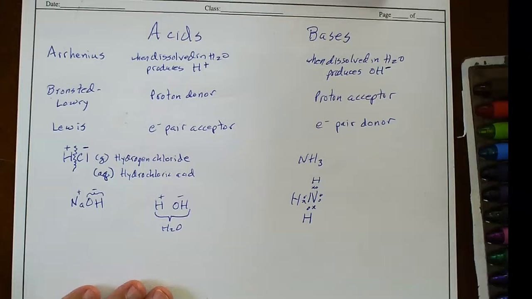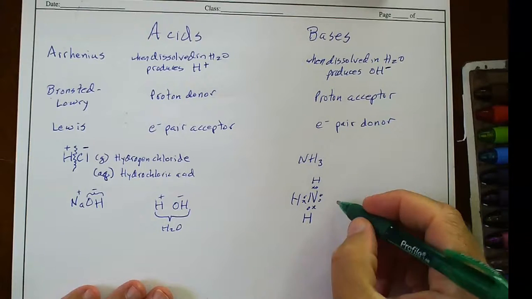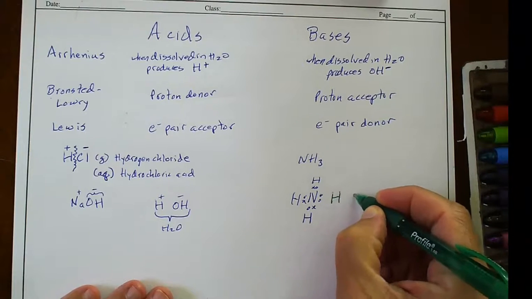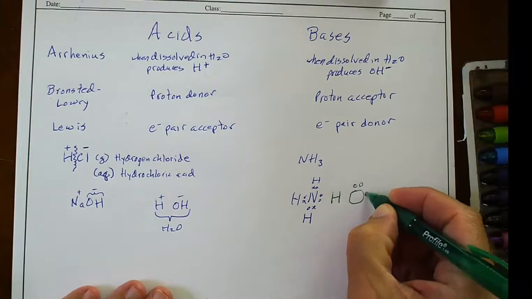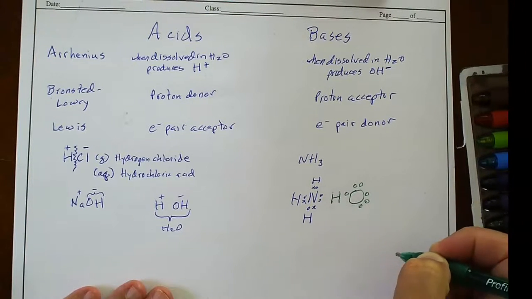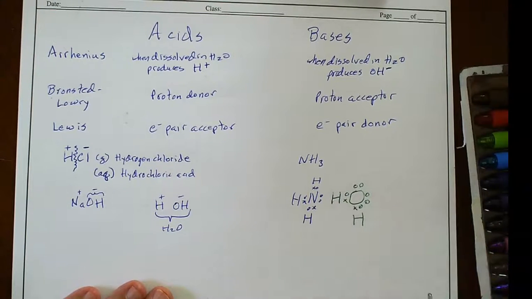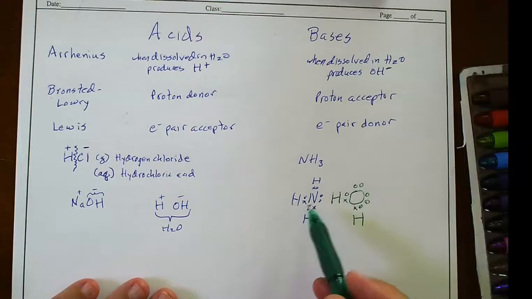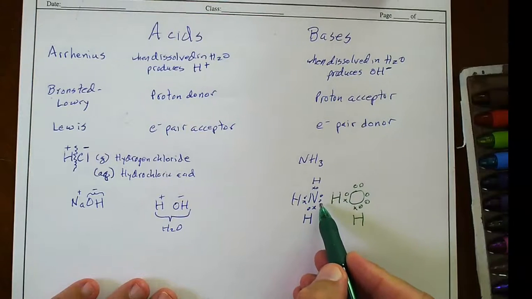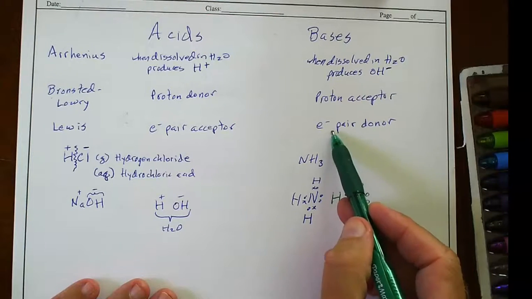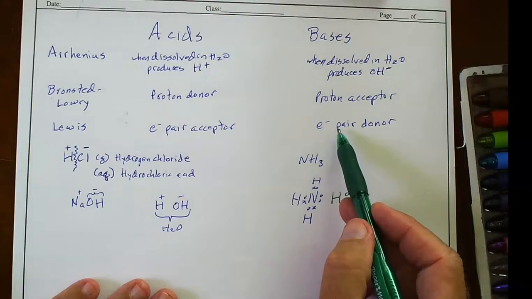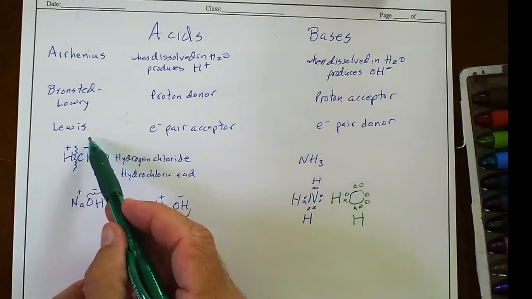So let me draw water with a different color. If we draw water this way, oxygen has 6 valence electrons. There they are. Hydrogen has 1. We'll put another hydrogen down here with 1. So here we have water. So what happens is that the ammonia is going to be able to share, or donate, would be the better word, this pair of electrons.